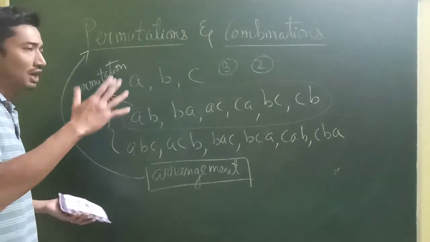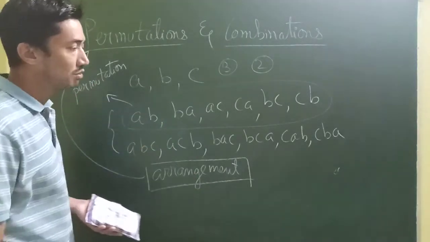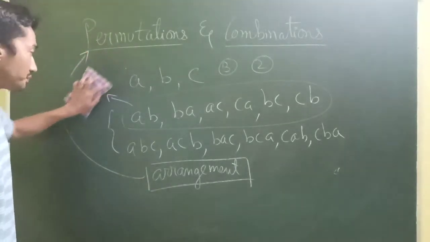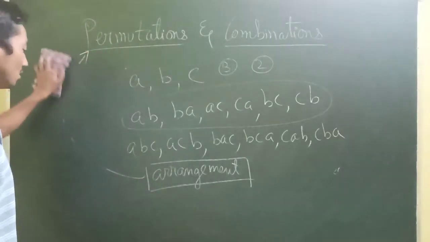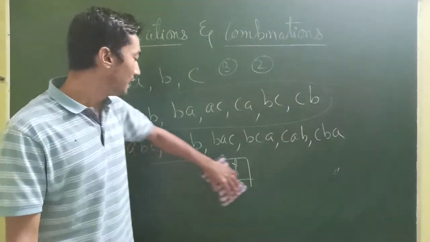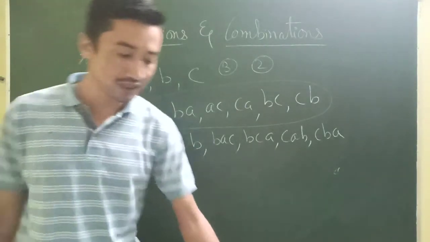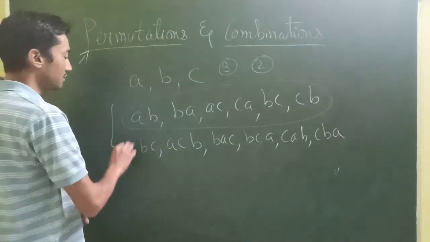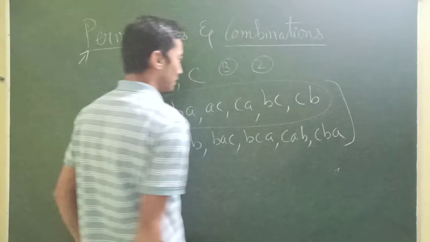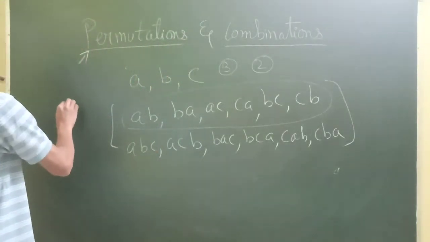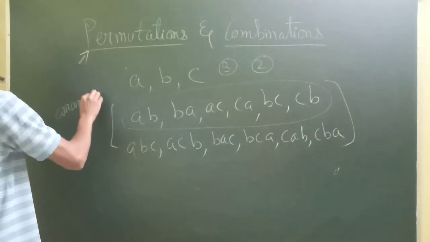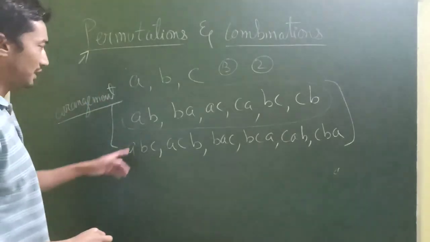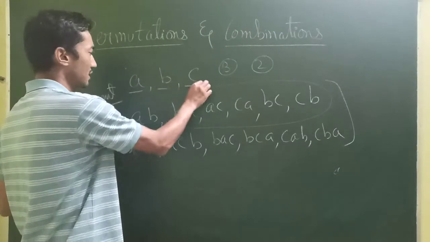So we have 3 objects. How many arrangements can you make by taking 2 at a time? Now the question is, how is it different from combinations? Here itself, let's find out the difference between permutation and combination. This was arrangement. Now listen closely.